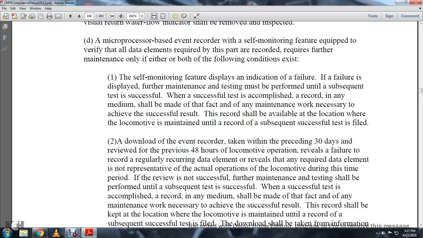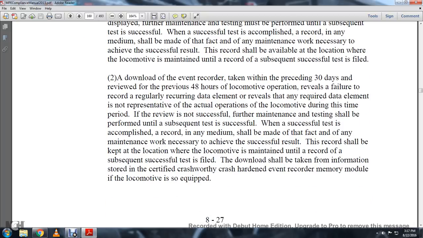1. The self-monitoring feature displays an indication of failure. When a failure is displayed, further maintenance and testing must be performed until a subsequent test is successful. When the successful test is accomplished, a record in any medium shall be made of the fact and of any of the maintenance work necessary to achieve the successful result. This record shall be available at the location where the locomotive is maintained until the record of subsequent testing is filed.